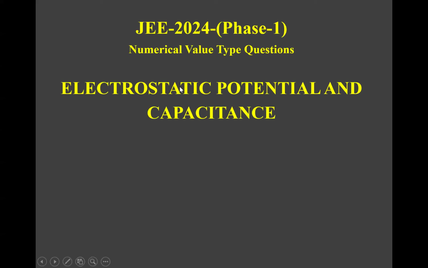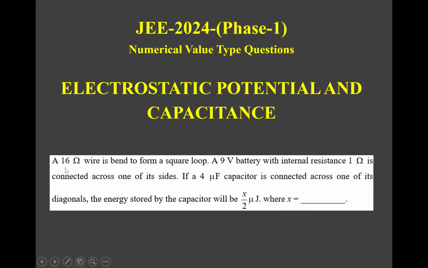Dear students, in JEE 2024 Phase 1, this question was from Electrostatic Potential and Capacitance. Question is, a 16 ohm wire is bent to form a square loop. A 9 volt battery with internal resistance 1 ohm is connected across one of its sides. If a 4 microfarad capacitor is connected across one of its diagonals, the energy stored by the capacitor will be x by 2 microjoule, where x equal to what.